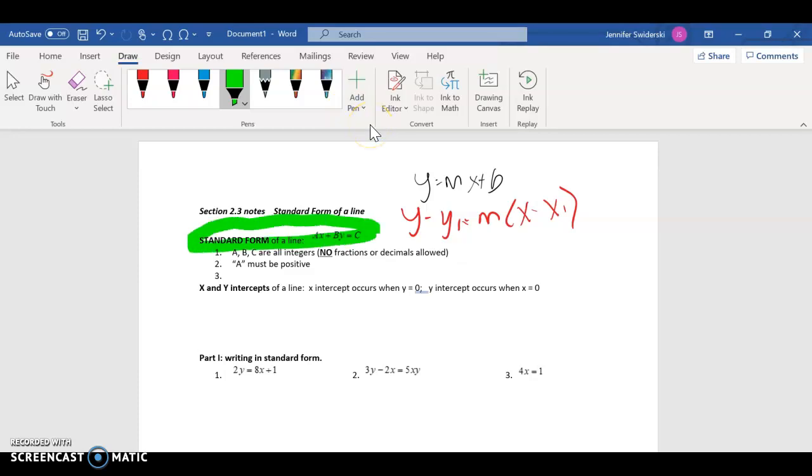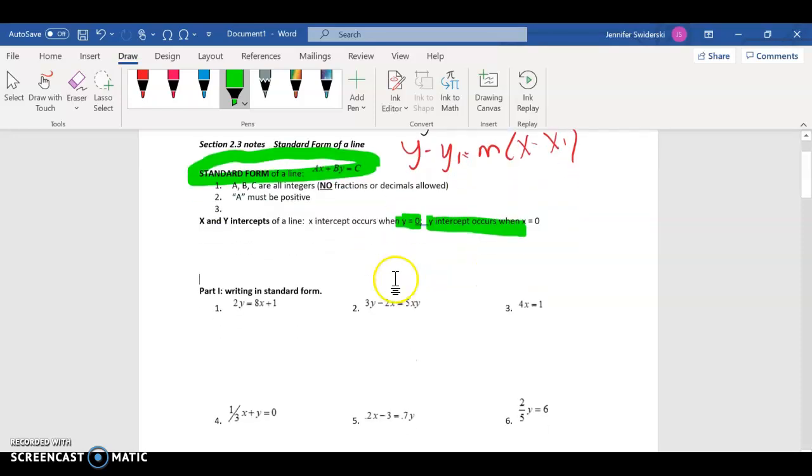There's a few rules when it comes to standard form. The first rule is that a, b, and c are all integers. You cannot have fractions or decimals. And a has to be positive. Another thing to remember is the x and y intercepts of a line. The x-intercept occurs when y is 0, so it's kind of flipped. And the y-intercept occurs when x is 0.